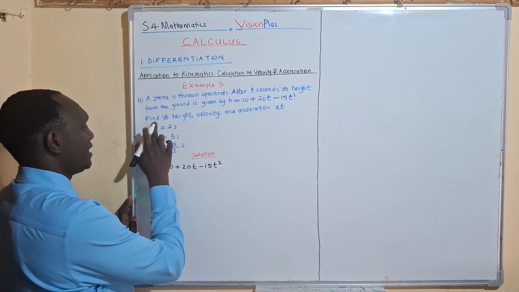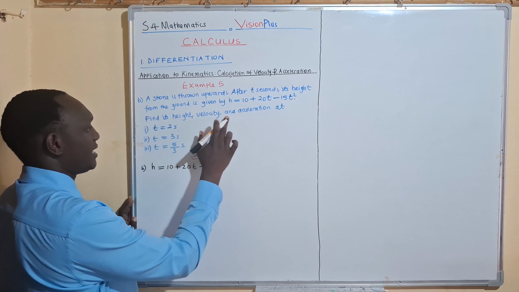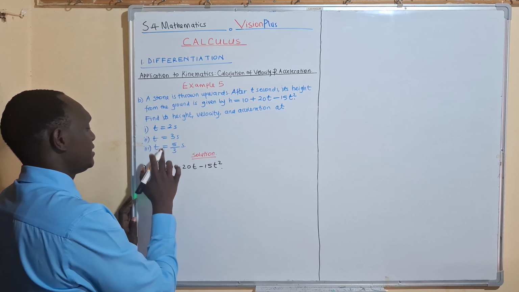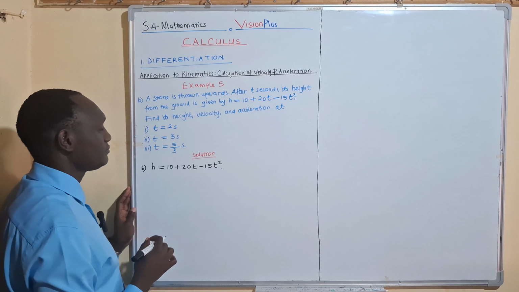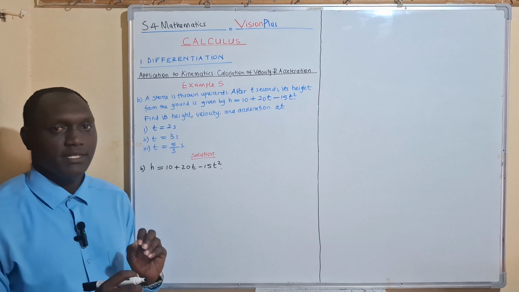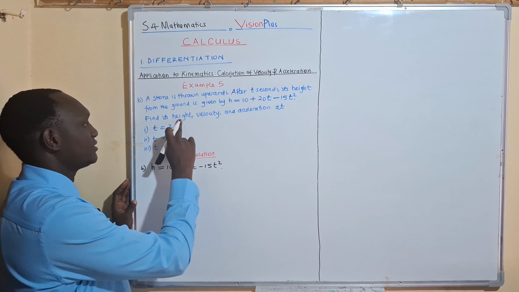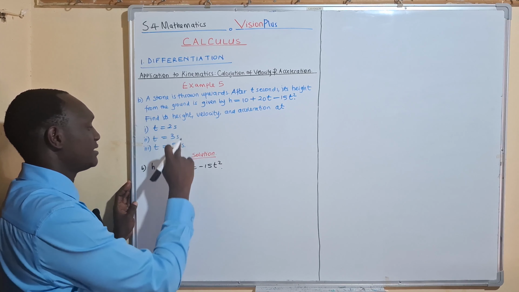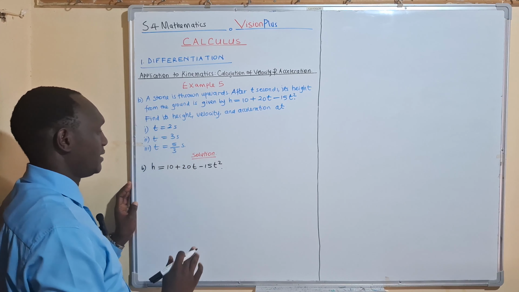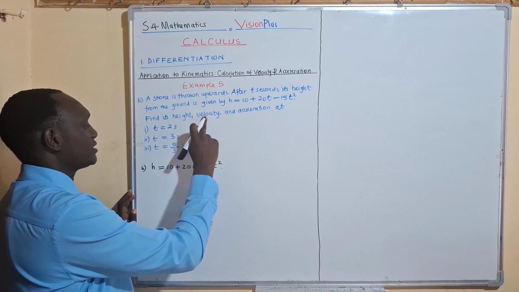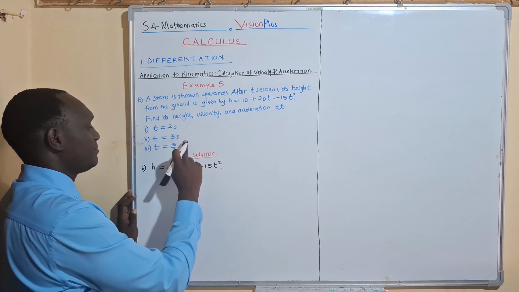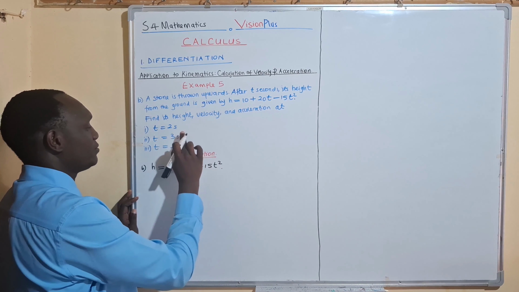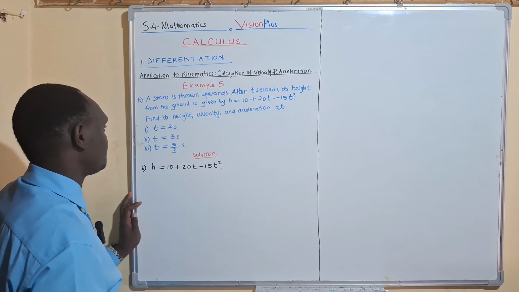The question says find its height, velocity and acceleration at time 2 seconds, 3 and then 5 over 3. What does it mean here? It means that, one, we need to find the height of this stone at 2 seconds, the height at 3 seconds, the height at 5 over 3 seconds. And then we also need to find the velocity at the first time, this second time, and this third time. The same applies to acceleration. Find at the time 2, 3, and 5 over 3.